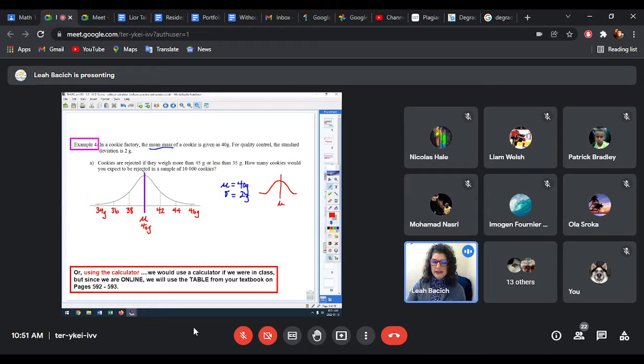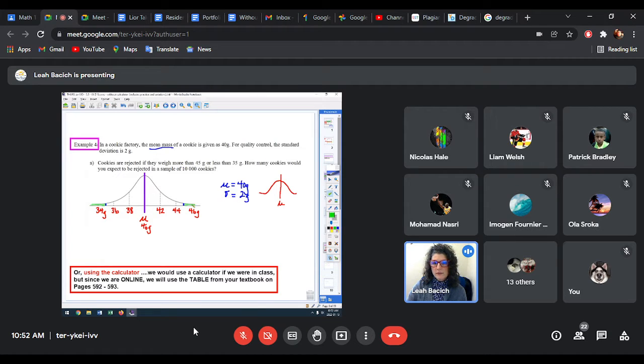Cookies are rejected. Can't imagine rejecting a cookie, but okay. If they weigh more than 45 grams or less than 35 grams. So 45 grams would be in here, and 35 grams would be over here. So it's sad to say, but some of these cookies just don't make it. So I'm looking for what percent is here, and I'm looking for what percent is here.